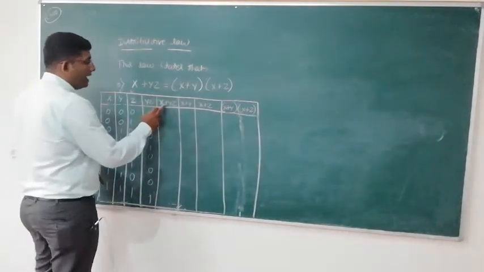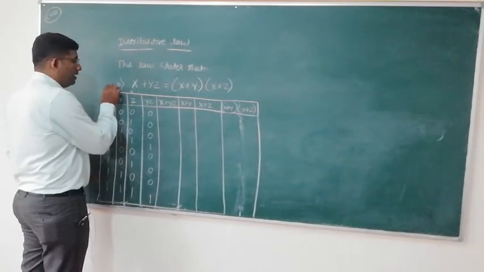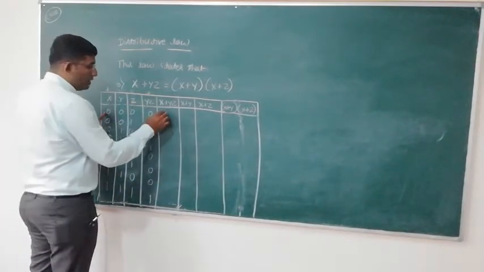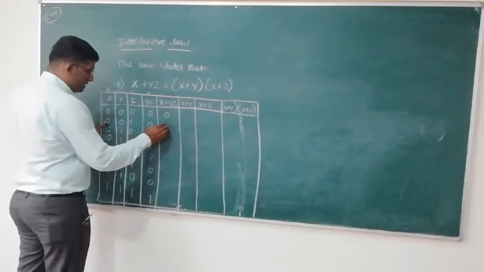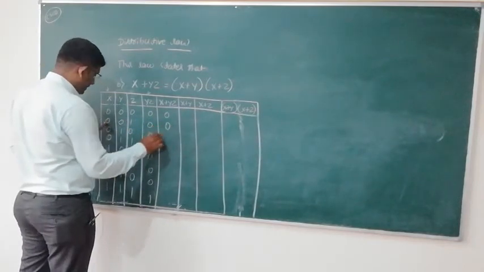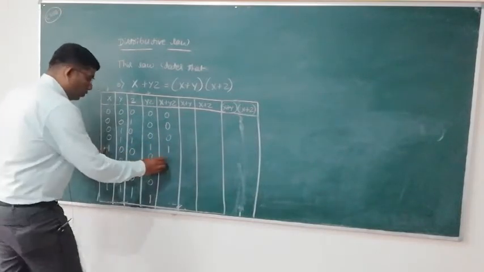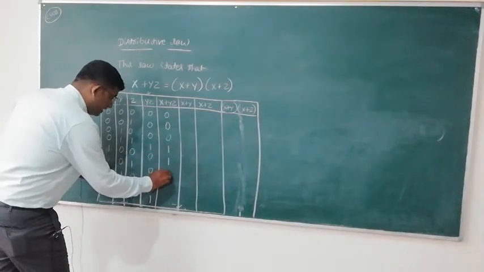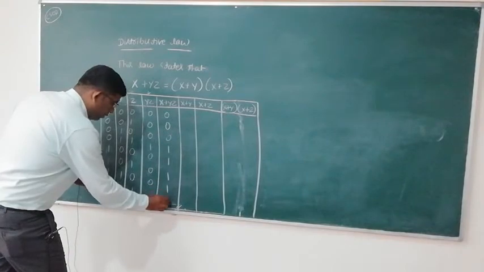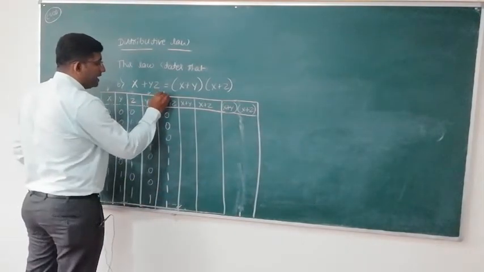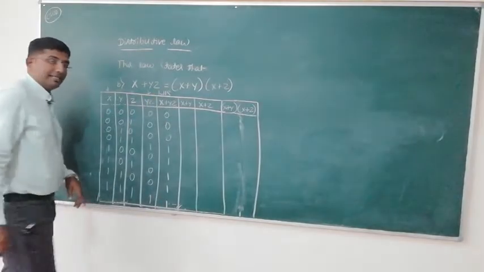Now we have to add the x column and the yz column. 0 plus 0, 0; 0 plus 0, 0; 0 plus 0, 0; 0 plus 1, 1; 1 plus 0, 1; 1 plus 0, 1; 1 plus 0, 1; 1 plus 1, 1. This is the LHS side.